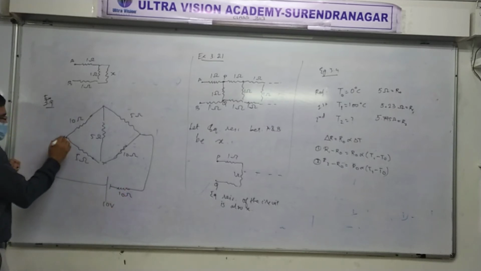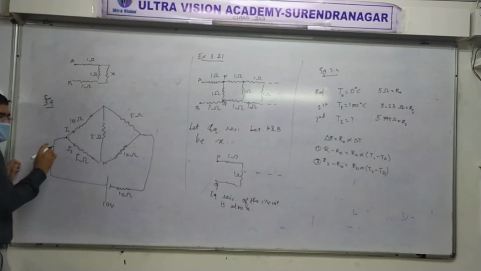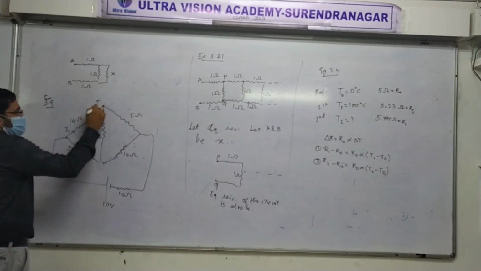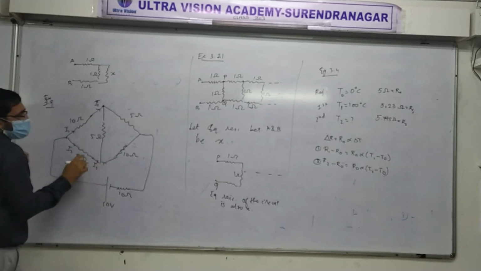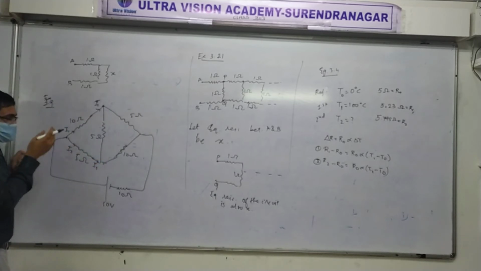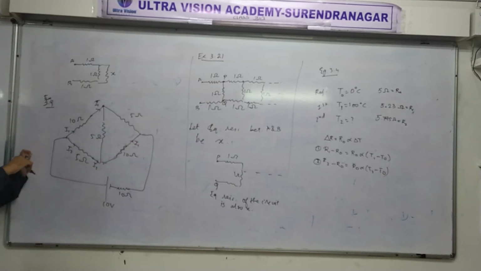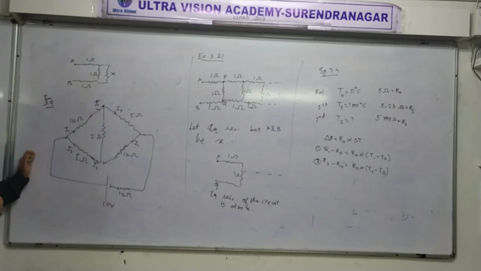Okay, so suppose in this branch the current is I1 and in this branch the current is I2. So this current will reach here. At this point this will still be I1, and then this will be I2 going here. First of all, do you understand that by symmetry we are writing this as I1? And similarly by symmetry, if this is I2, then over here also I2. Fine.